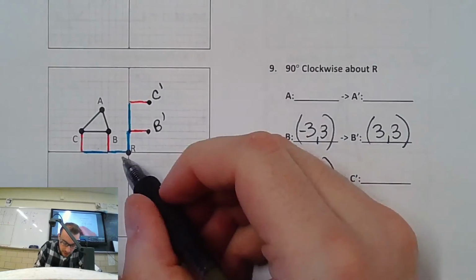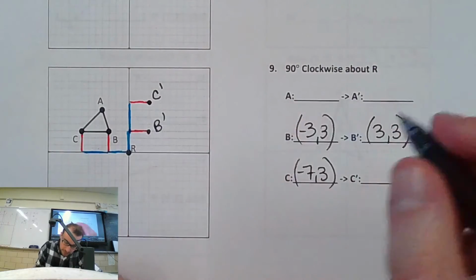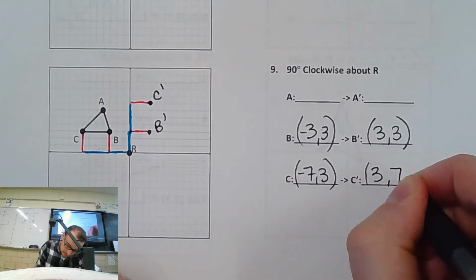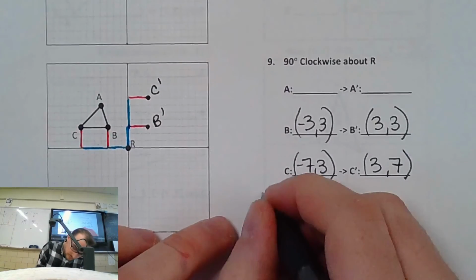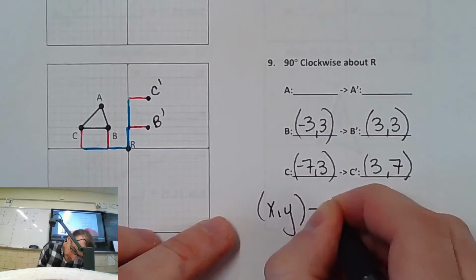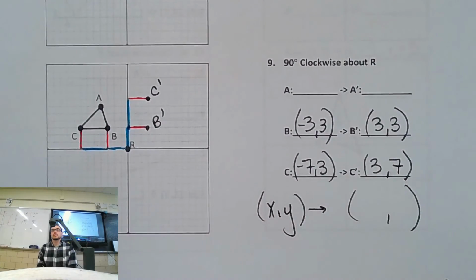C prime's coordinates are 3 to the right and 7 up. Oh man, it wasn't just a sign change, was it? Look at C. Here's our rule. Didn't they flip? What happened?